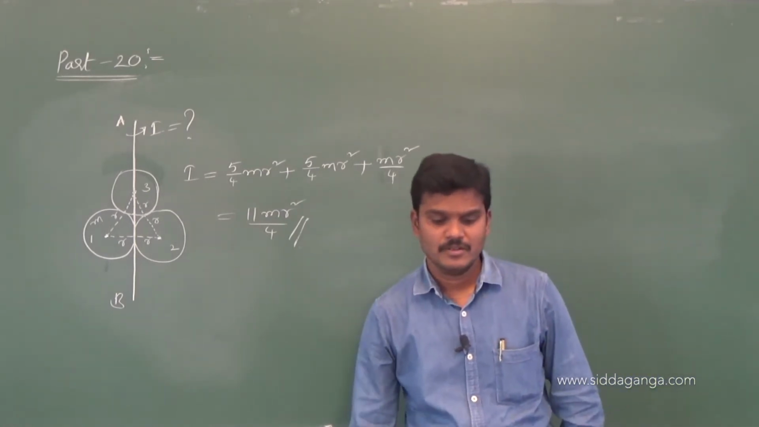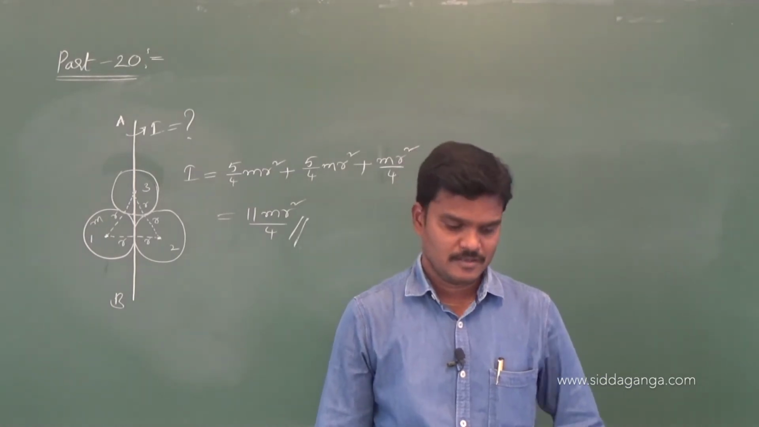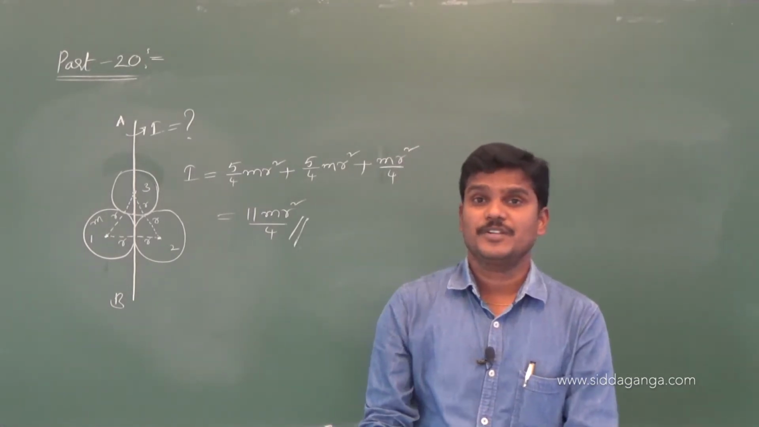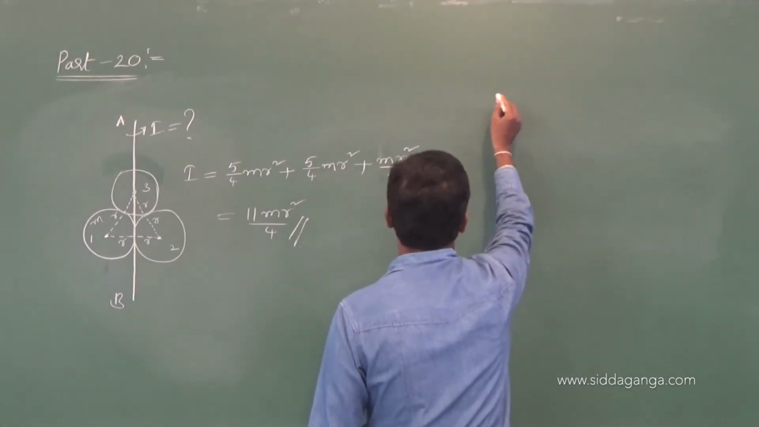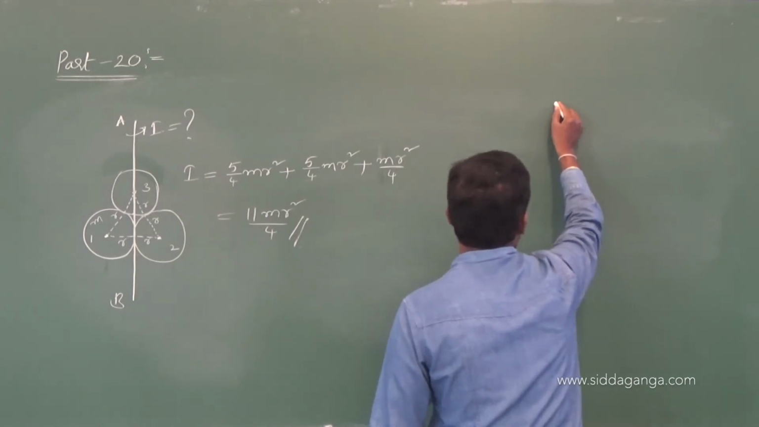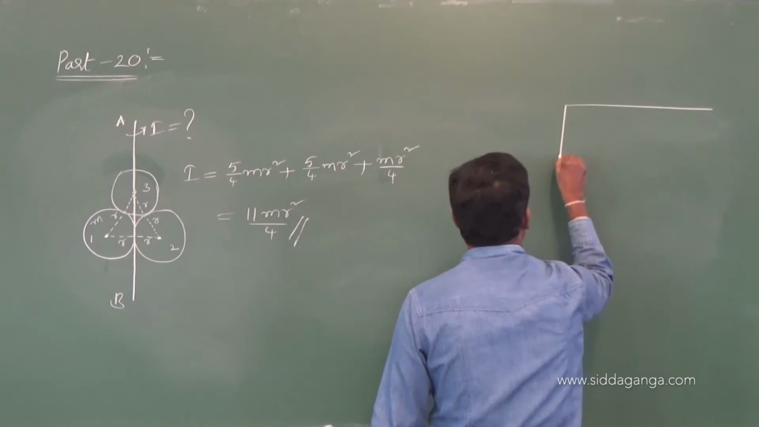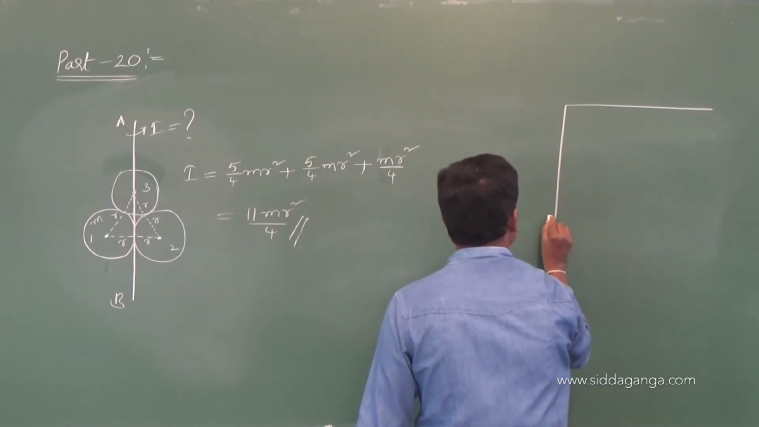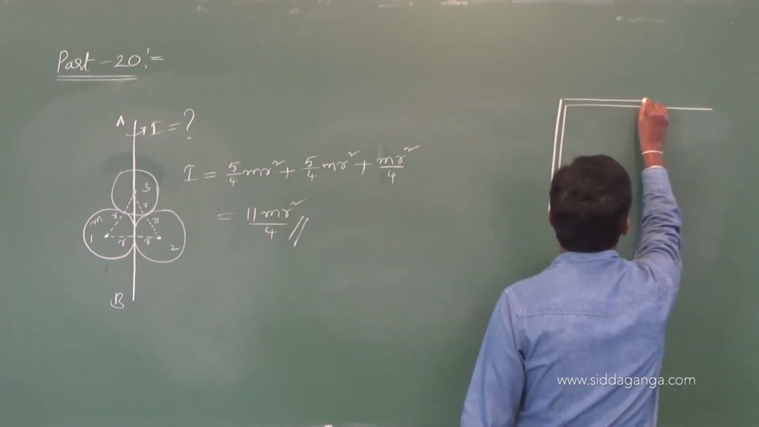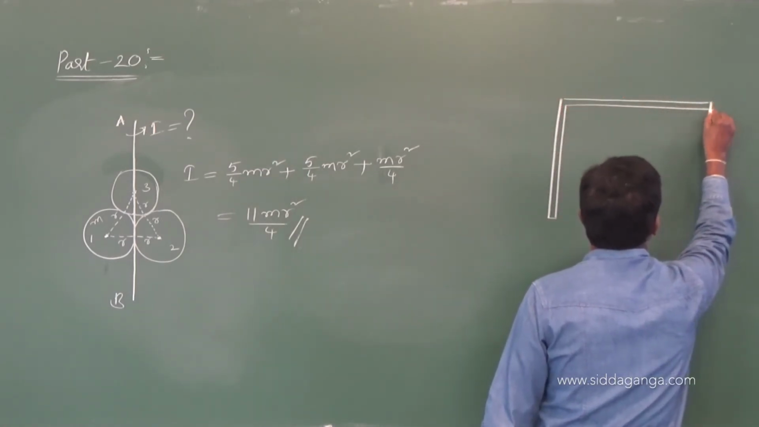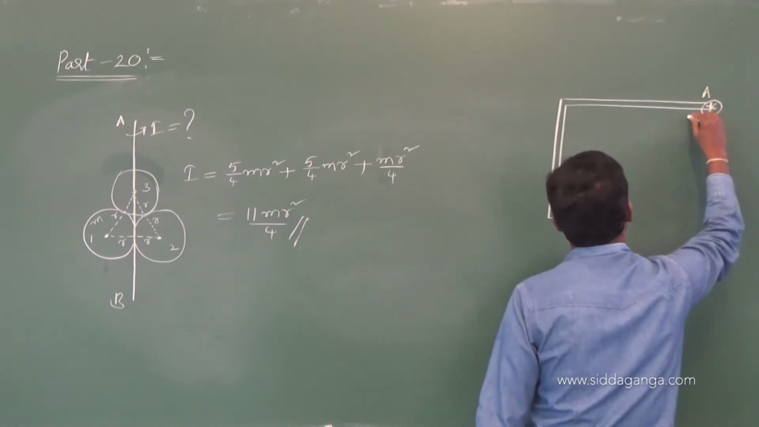Find moment of inertia about an axis passing through A, capital A, perpendicular to the plane. So, this is also a good question. They have given two rods. They are asking about A, here.